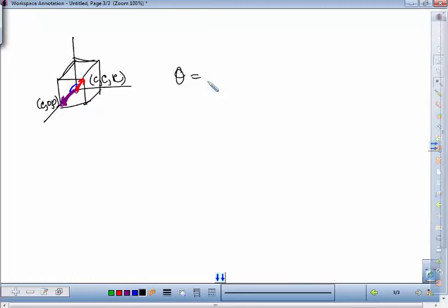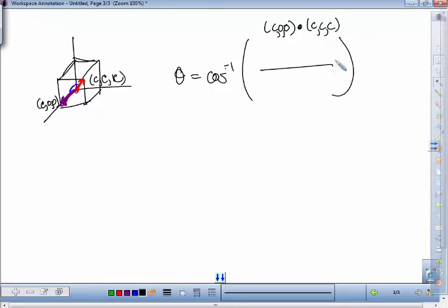Theta is going to be equal to the cosine inverse of the dot product of (c,0,0) and (c,c,c), which is what's going to go in my numerator. So the dot product looks like it's just going to be c squared. Is that correct?